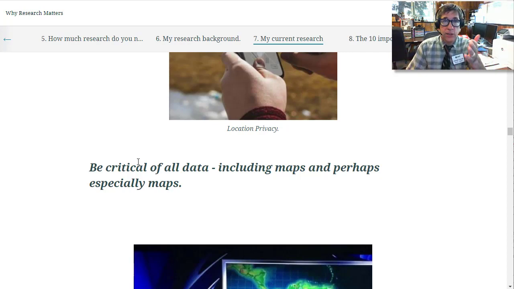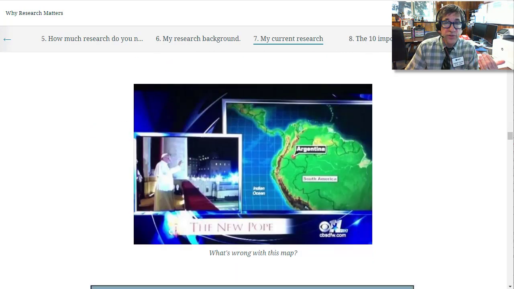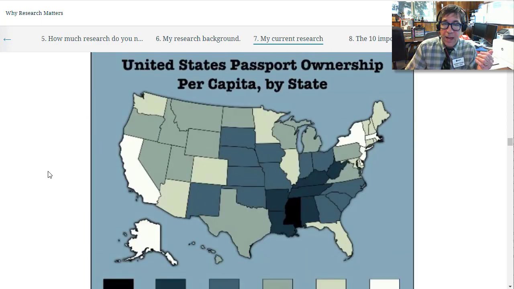Nowadays, anybody, including you and I, can make maps. So you see all kinds of maps that are of dubious quality or just plain wrong. Argentina, oops. On this particular newscast, it's up in Colombia. That's not Argentina. Argentina is further south. So, errors on maps.